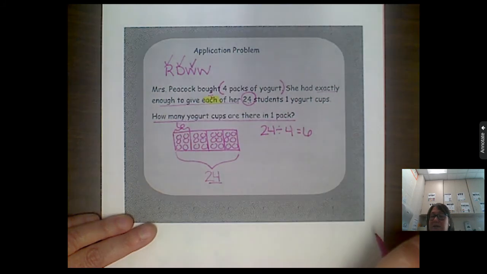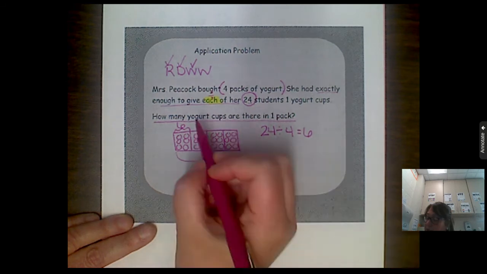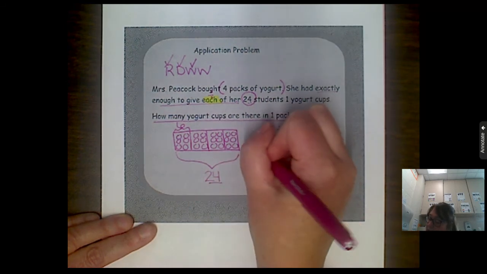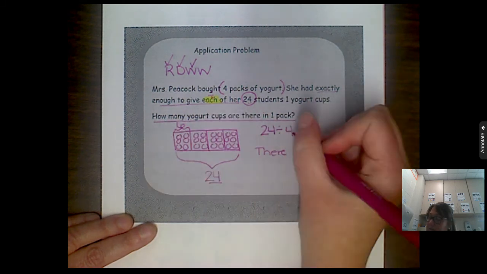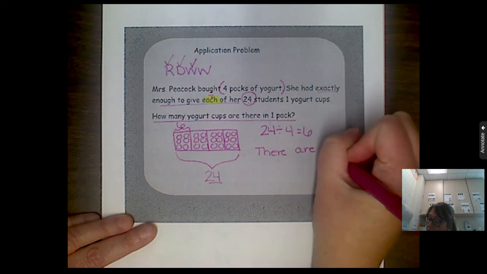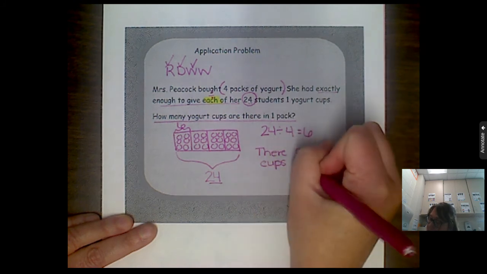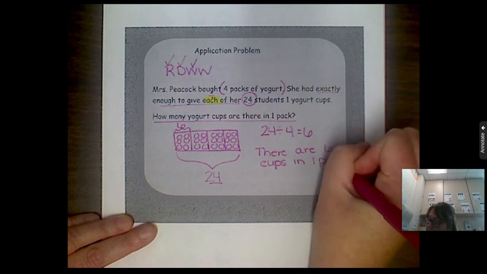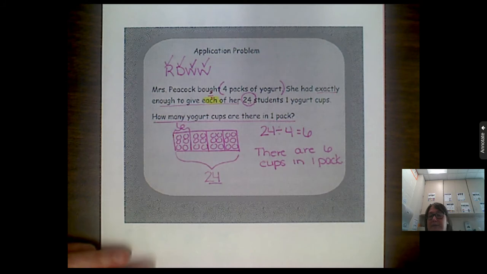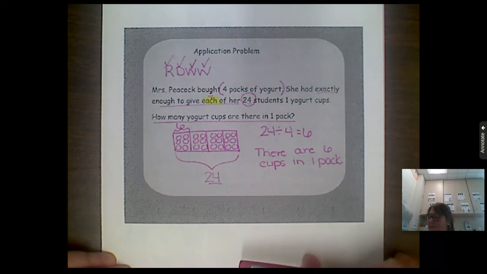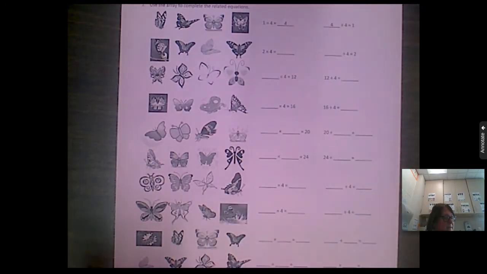I can check off that W. And the last W is to write a word sentence. So how many yogurt cups are there in one pack? There are, I take the question to help me form my answer. There are 6 cups in one pack. Voila. And we did our RDWW. Okay, good. If you need to pause it to finish up, feel free. And then I'm ready to look at those butterflies.